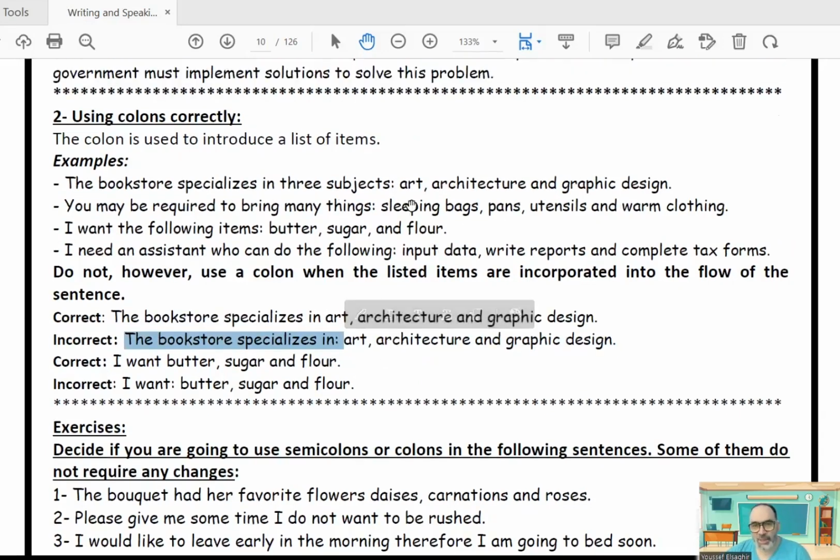In all the previous examples, you could actually stop the sentence at this part. You could say the bookstore specializes in three subjects and then stop. And the sentence will be grammatically correct. And you look at the second example, you may be required to bring many things. Stop. The sentence again will be grammatically correct. One more example. I want the following items, and then stop. No problems. I need an assistant who can do the following, and then stop. But you can't stop the sentence here. So if you can't stop the sentence at the colon, then don't use a colon in this situation. One more example. I want butter, sugar, and flour. You cannot say I want colon, butter, sugar, and flour because you can't stop.